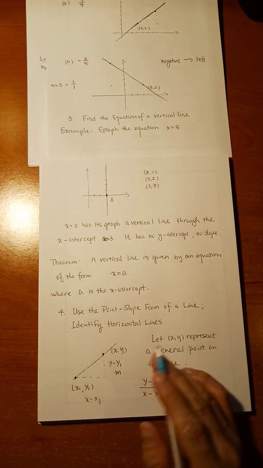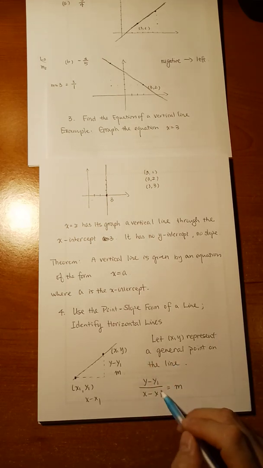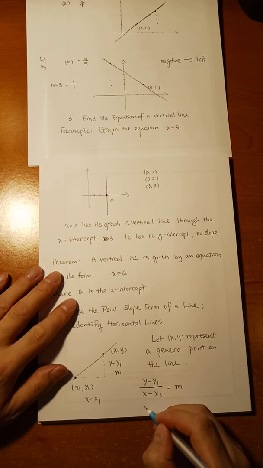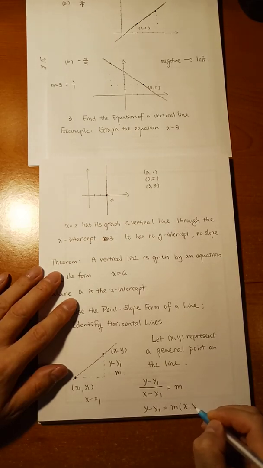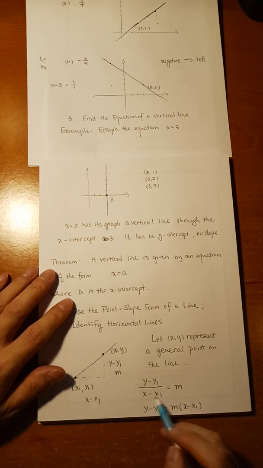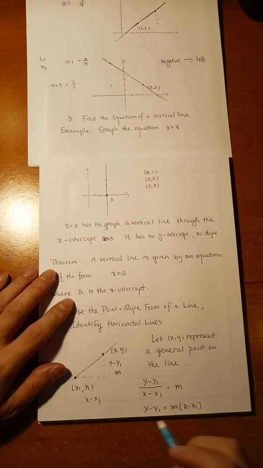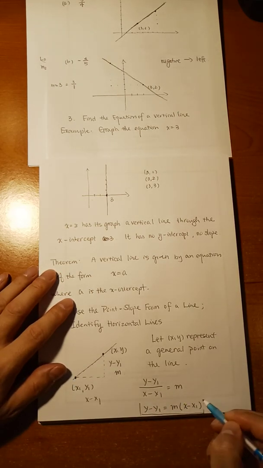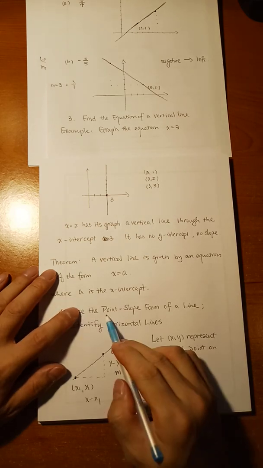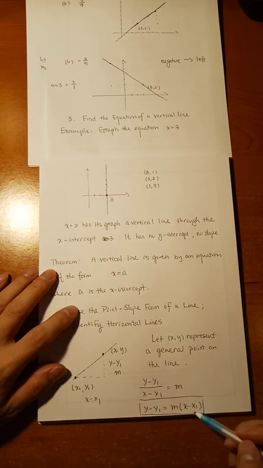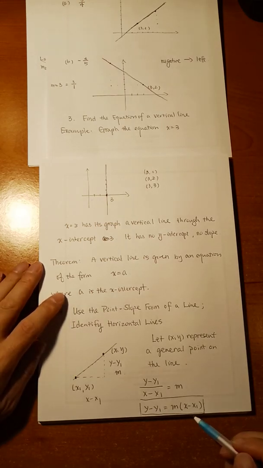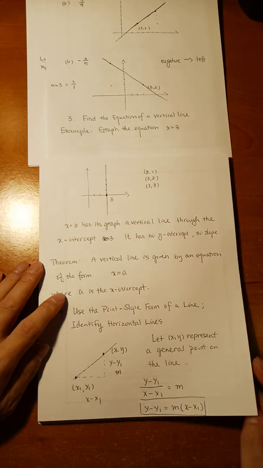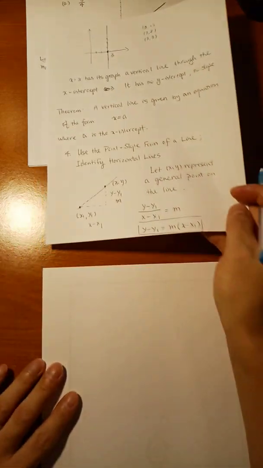So in order to remove that possibility, I'm going to move this denominator to the other side. So it's y minus y1 is equal to m times x minus x1. You just multiply this equation by the denominator. And this is the so-called point slope form of the line. Point slope form is the equation.